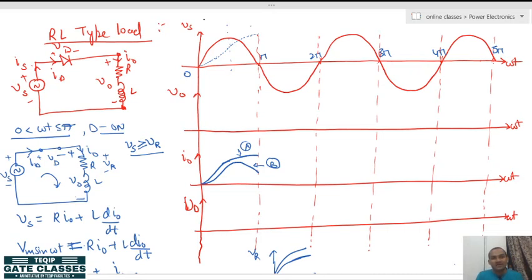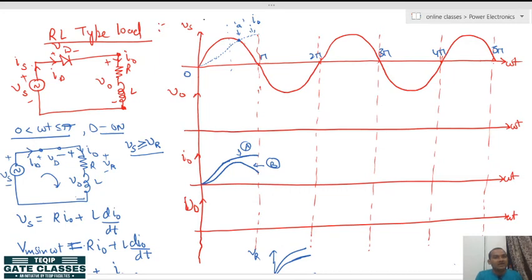If we consider this as the load current behavior, the resistance drop will also be increasing like this. At this point you can observe that the drop across the resistance becomes equal to the instantaneous value of the source. Let us say this point is small a. As soon as the source crosses this point a, what is happening?